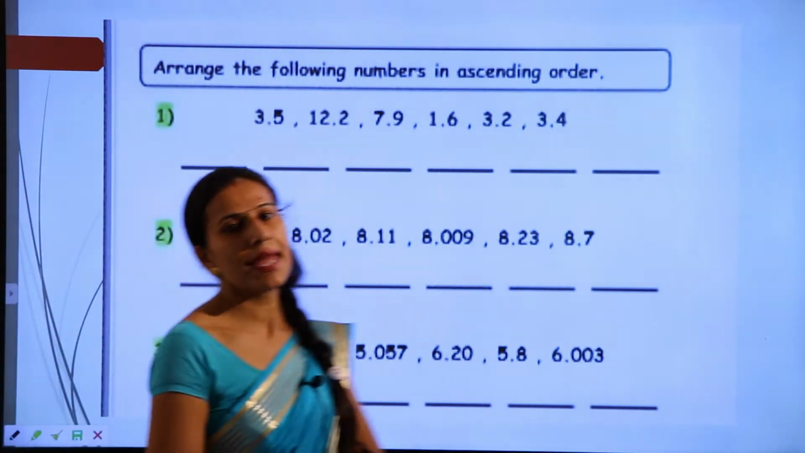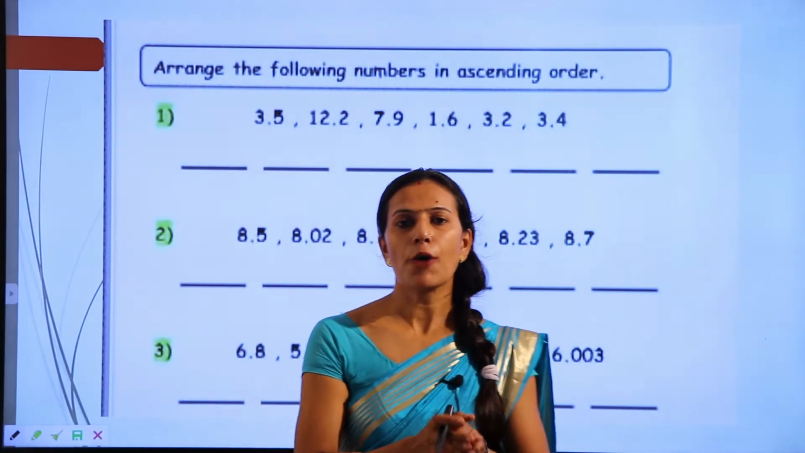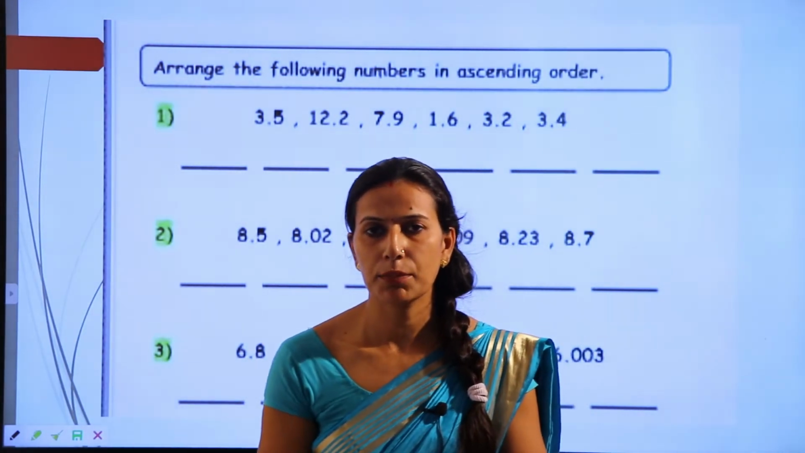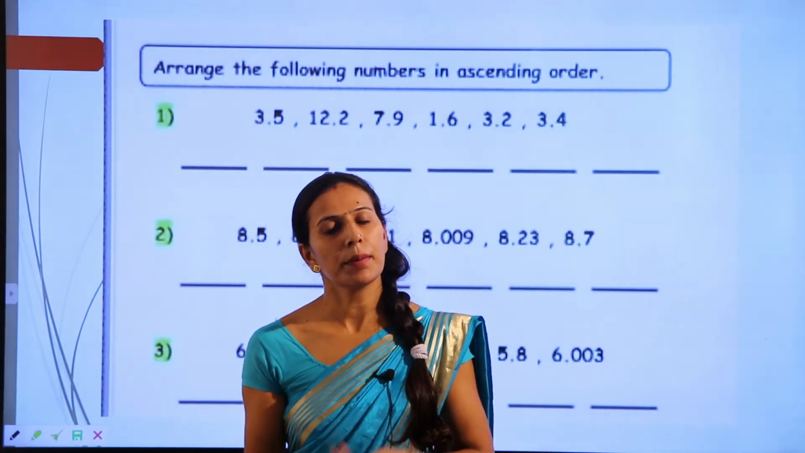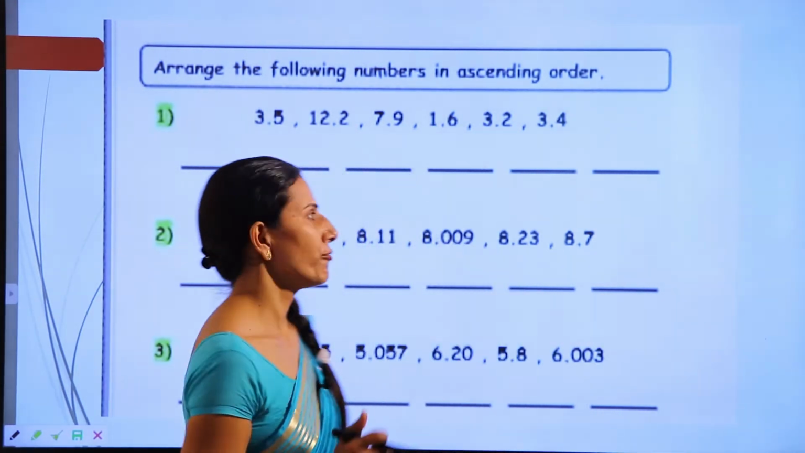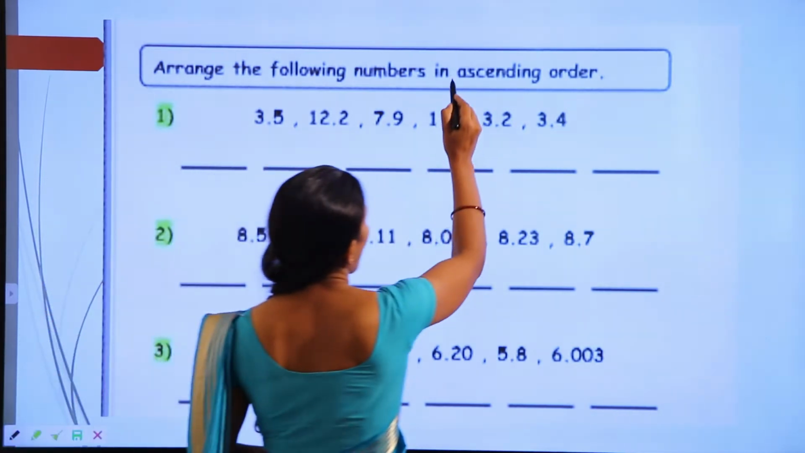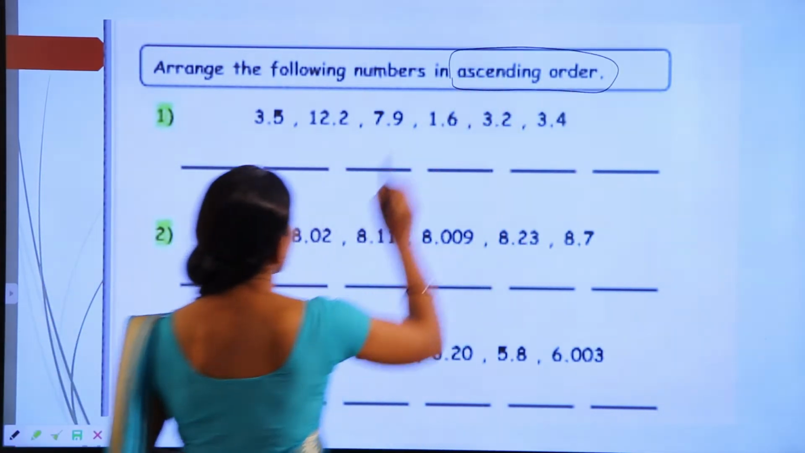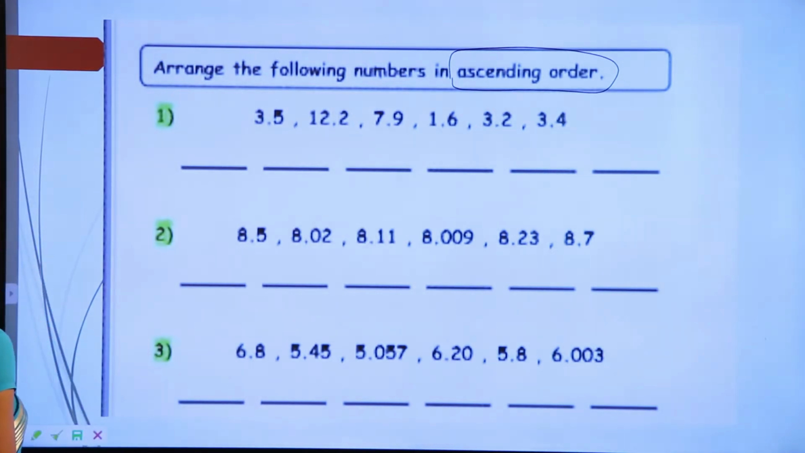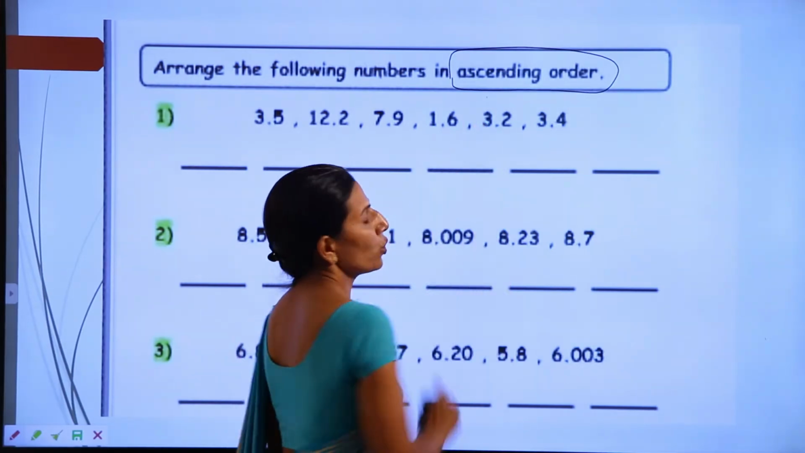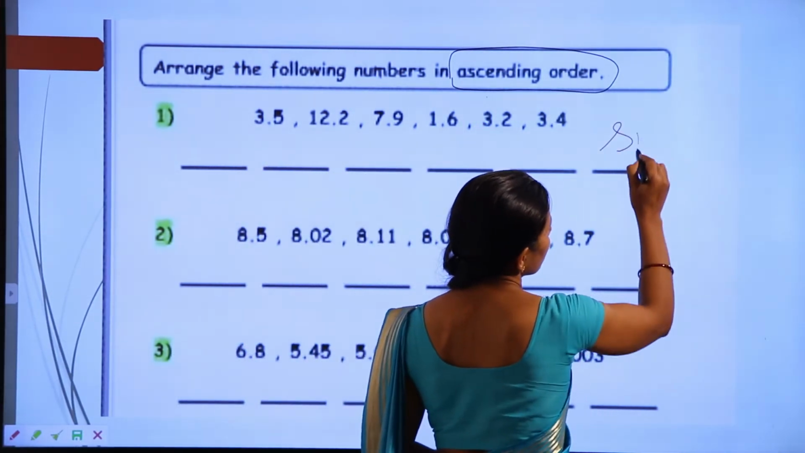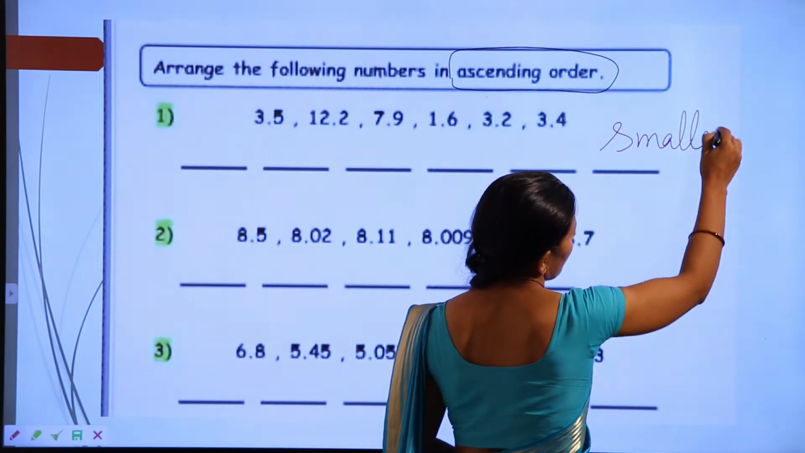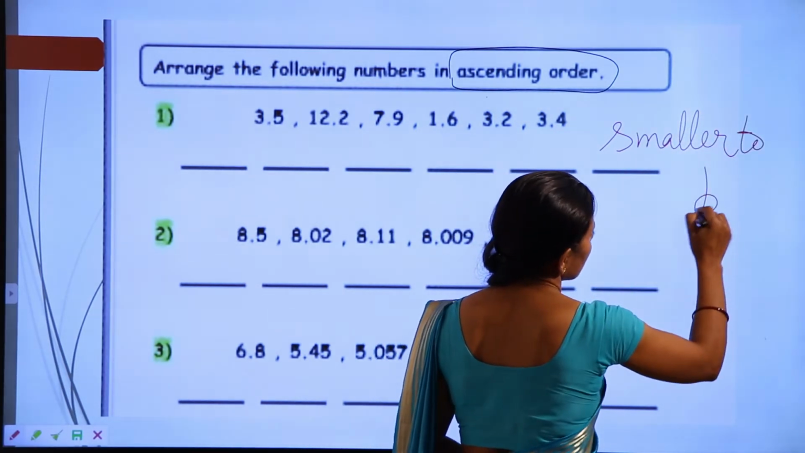Okay, now see the next one. When we learn how to compare the given numbers, then we can arrange them in ascending order or it may be descending order, right? So first of all we will discuss how to arrange the given numbers in ascending order, right? First of all you have to know that ascending means smaller to bigger, smaller to bigger.